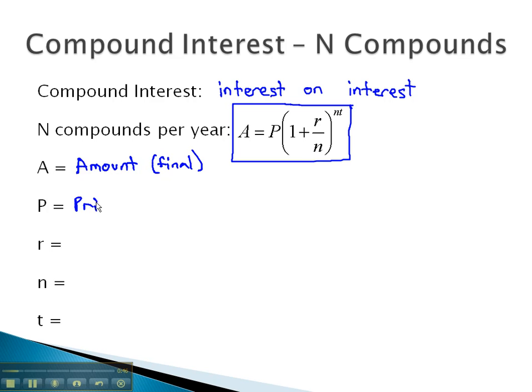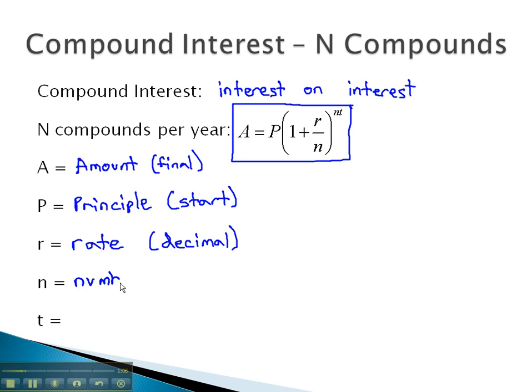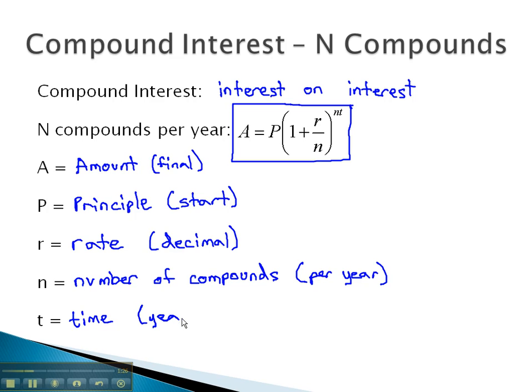P stands for principal, which is the fancy bank word for the starting amount in the account. R stands for the rate at which you earn interest, which is always written as a decimal. N represents the number of compounds, or how many times per year the bank will pay interest into the account. Finally, T stands for the amount of time in years that the investment is left to be.